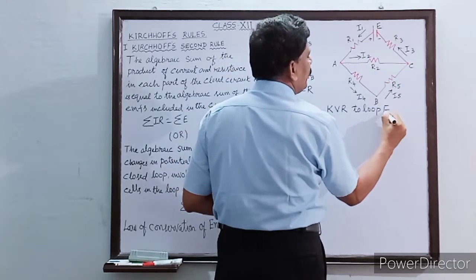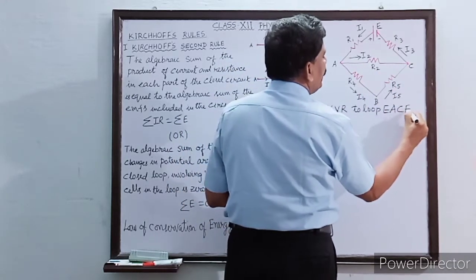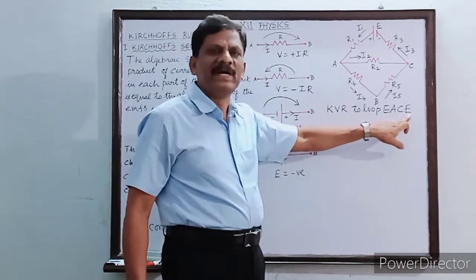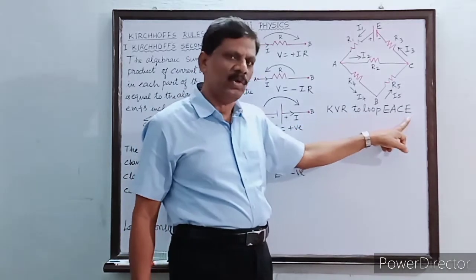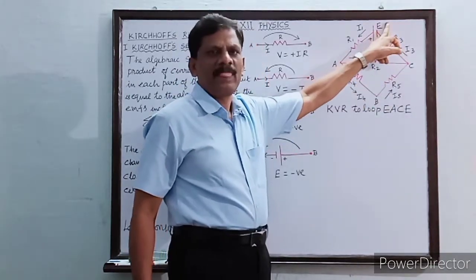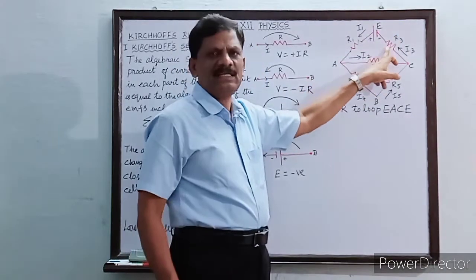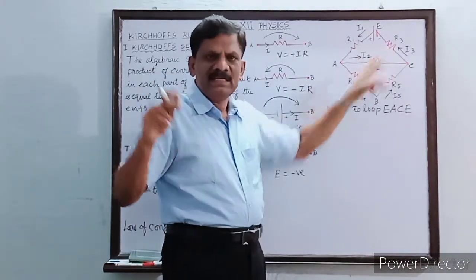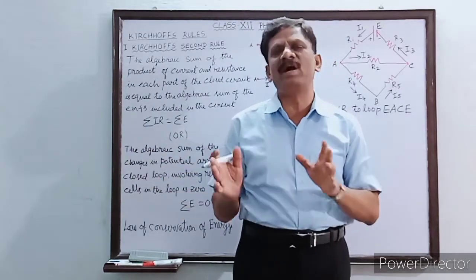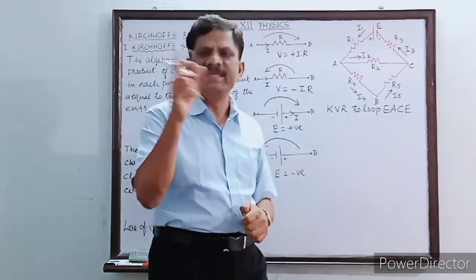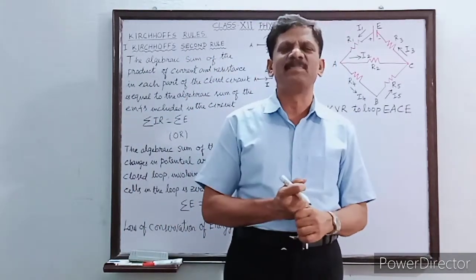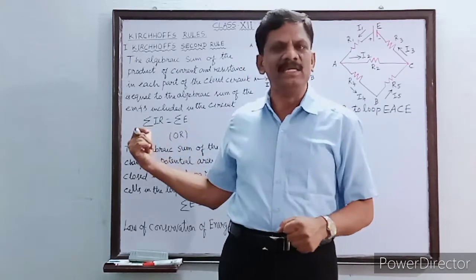Whenever you start from one point, you have to stop at the same point. Then only it is called a closed loop. So here, EACE: how many portions, sides are there? 3 sides, 3 portions. In each portion, you have to find the I into R product and add them. That is called sigma IR. And in each branch of the loop, you have to find out how many cells are connected and add all the EMFs, whether positive or negative. That is called sigma E. Shall we do it?